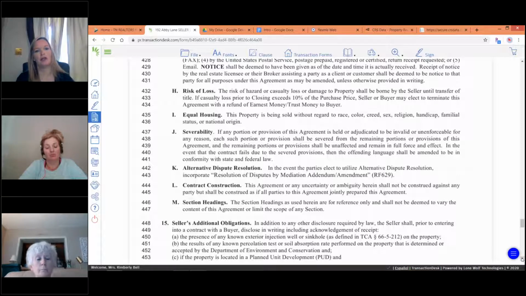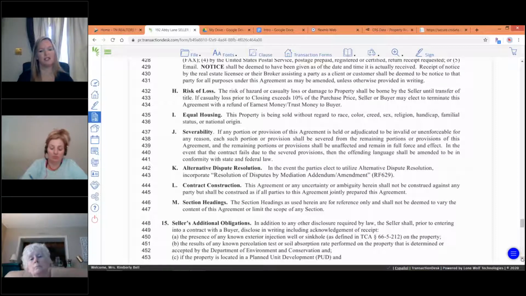442, alternative dispute resolution. You can use a mediator under the mediation amendment if you decide to make that part of your contract. Contract for construction. This agreement or any uncertainty or ambiguity herein is not to be construed against any party, but shall be construed as if the parties to this agreement jointly prepared this agreement. So it's not you against me, it's we're in this together.